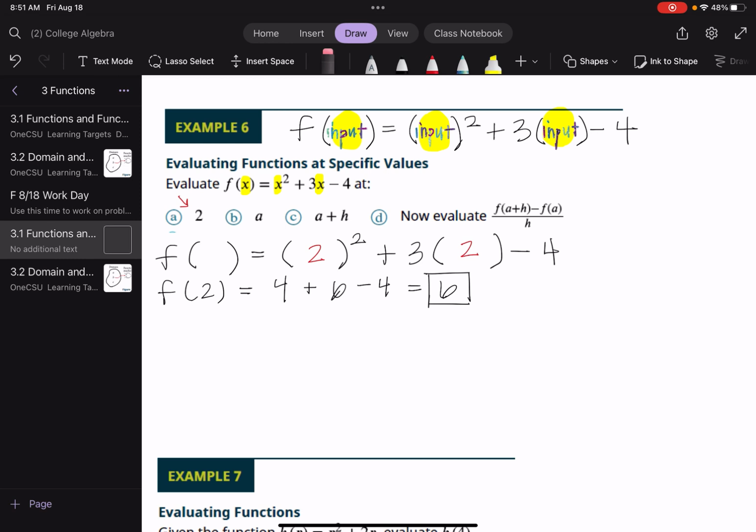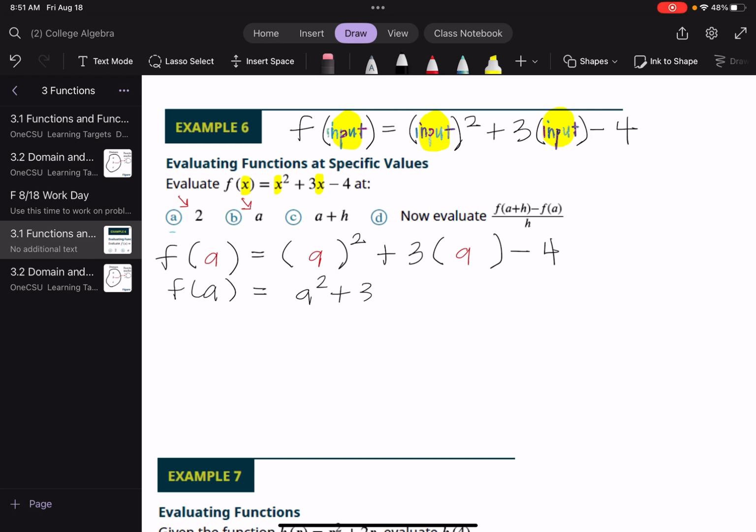And now let's do it again with a different input in B. Same idea. Now let's do the input a. So everywhere there's a place for an input, we're just going to put an a. And so f of a is equal to a squared plus 3a minus 4. And it can't be simplified any further. So we're done. Okay, now let's do a plus h.